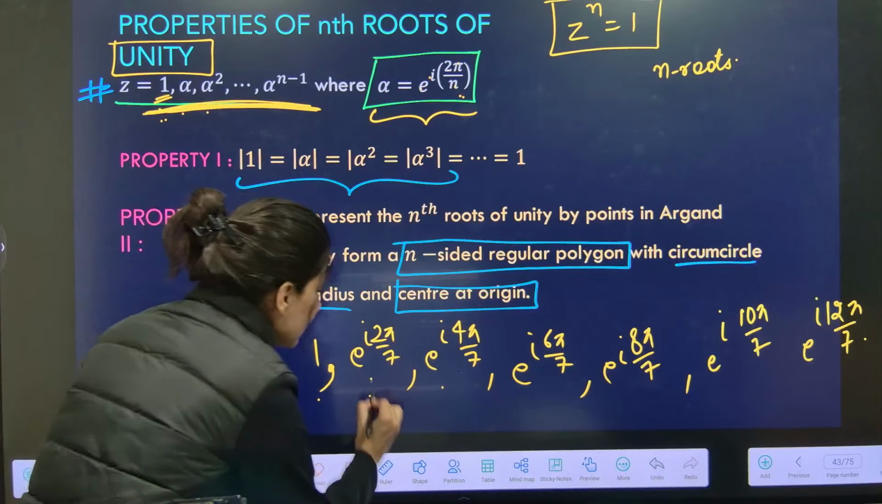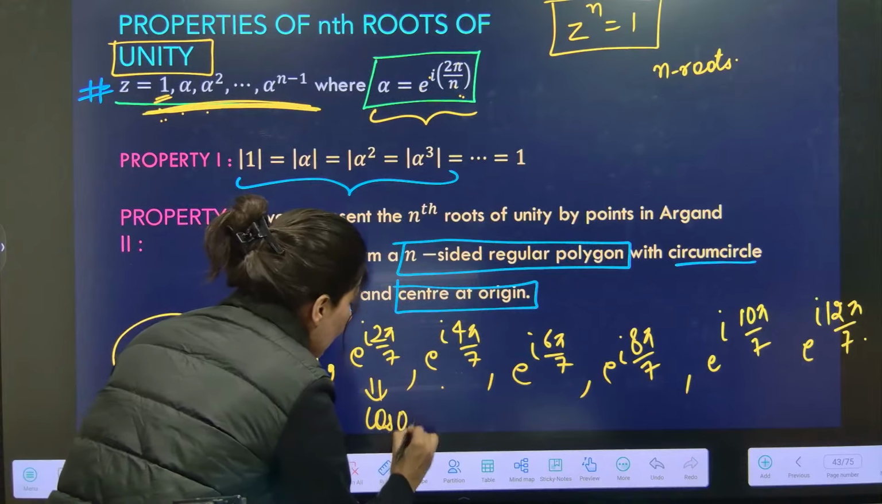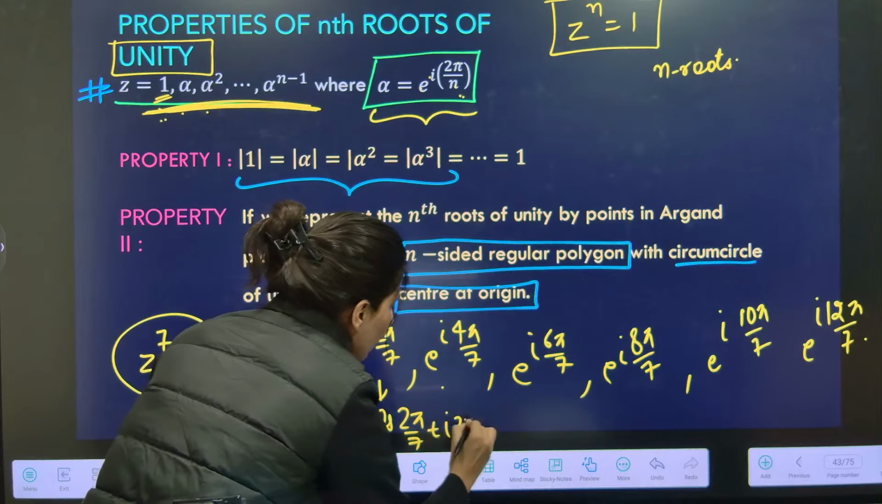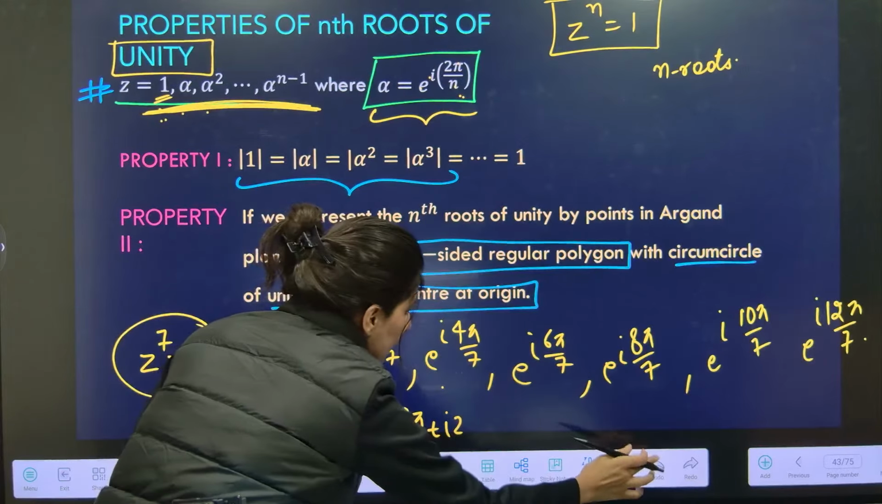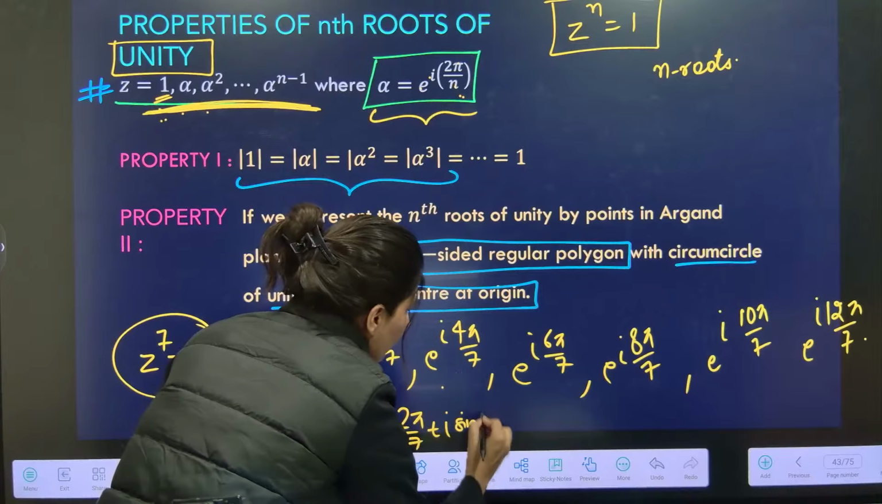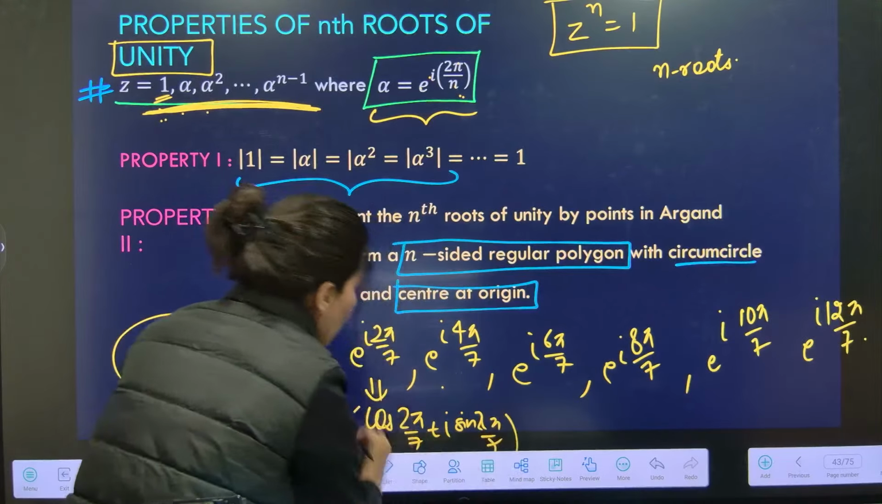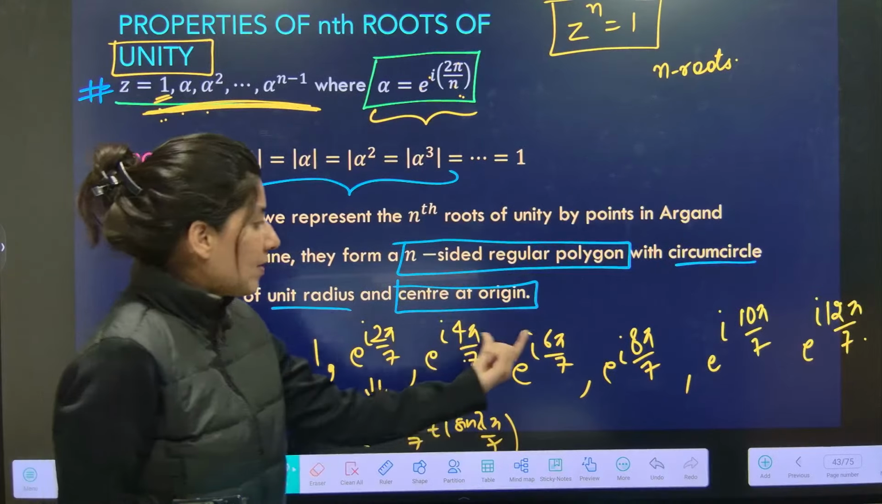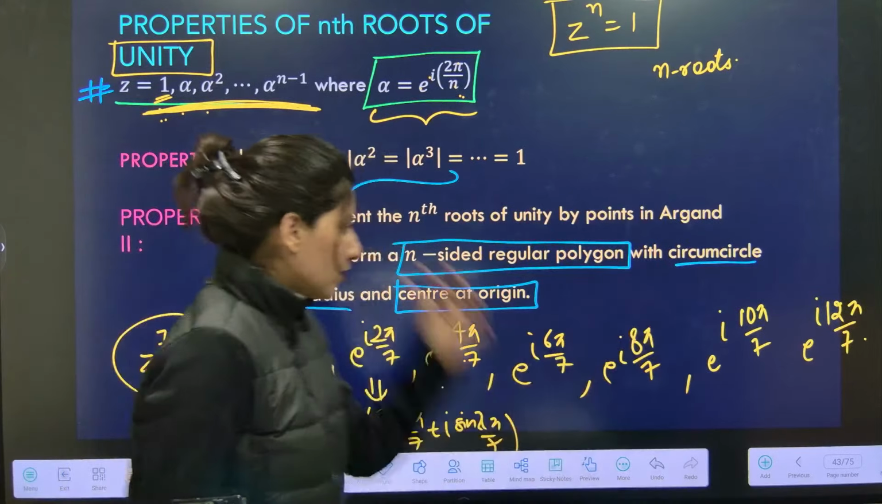Okay. Now this is what? Tell me. Cos theta plus iota sine theta. So cos 2 pi by 7 plus iota sine 2 pi by 7. Yes or no? What is this? Cos 4 pi by 7 plus iota sine 4 pi by 7. Okay, and so on.